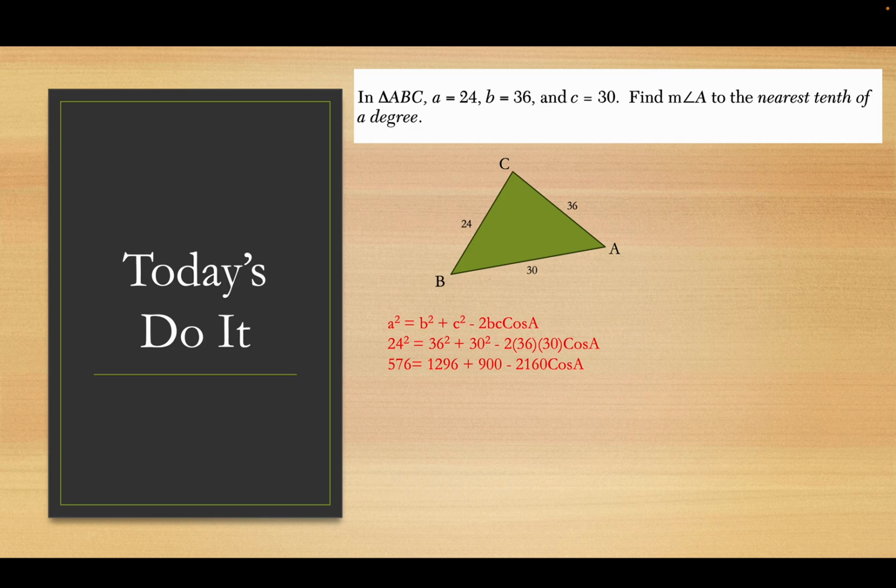Now, this is where some students make a big mistake, okay? What some students will do is this. They'll combine the 1296 and the 900, which is correct.